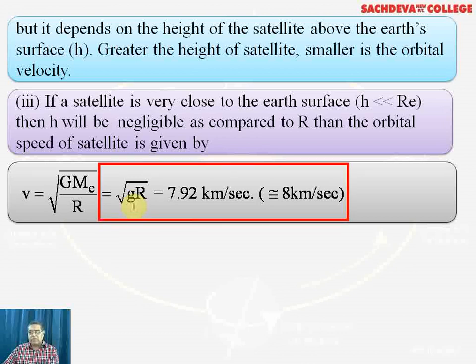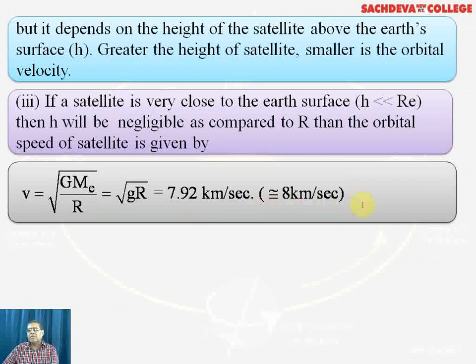Now we put the value of g and the value of R, and then we get our result in meters per second. If meters are converted by dividing by 1000, it becomes kilometers. So we find that the orbital velocity of the satellite just around the surface of Earth is equal to 7.92 kilometers per second, which is approximately 8 kilometers per second. Therefore, if a satellite is moving just on the surface, in 1 second it will cover approximately 8 kilometers of the curve.